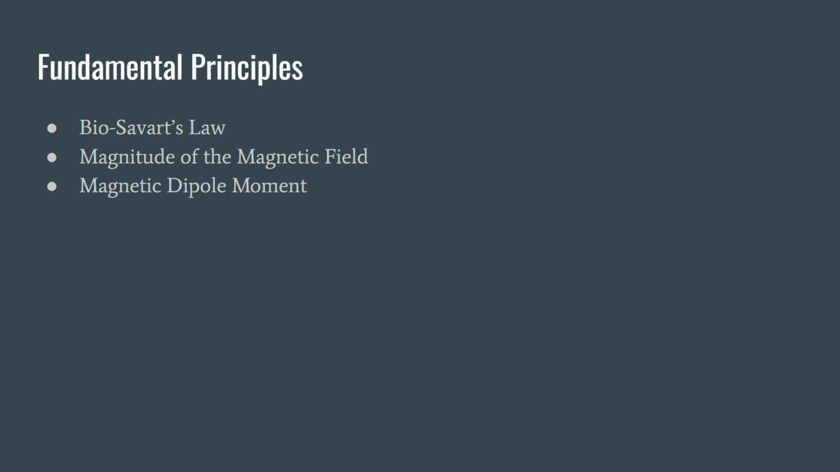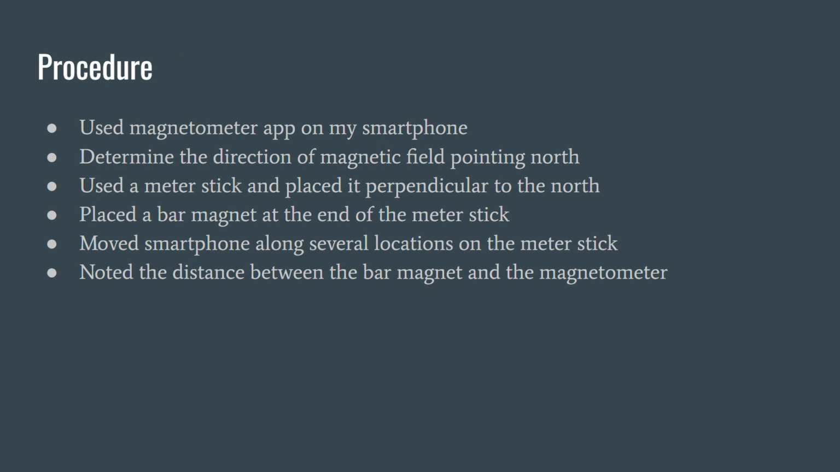The fundamental principles that were vital for this lab were Biot-Savart's law, magnitude of the magnetic field, and magnetic dipole moment. So for the procedure of this lab, I first downloaded a magnetometer app on my smartphone, and then I determined the direction of the magnetic field pointing north. In other words, I had to make sure that the X value was around zero or close to zero to help me start off this experiment.